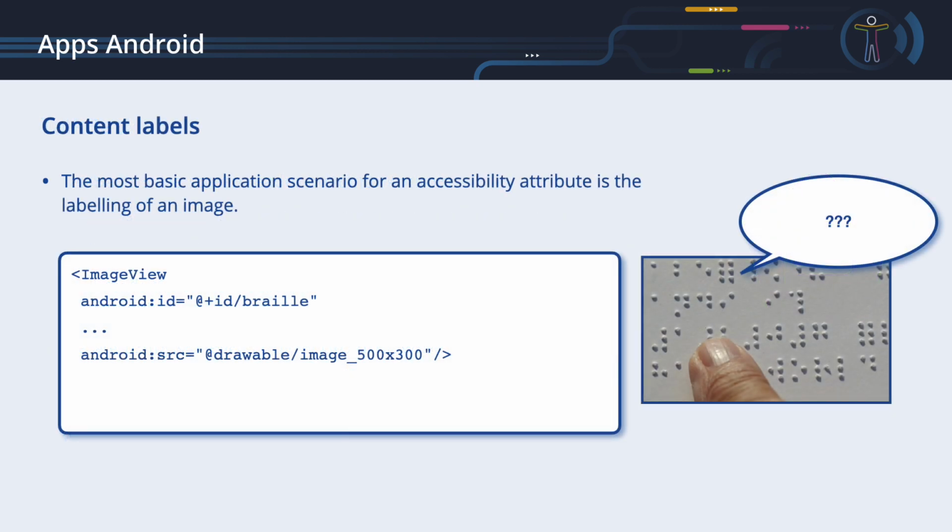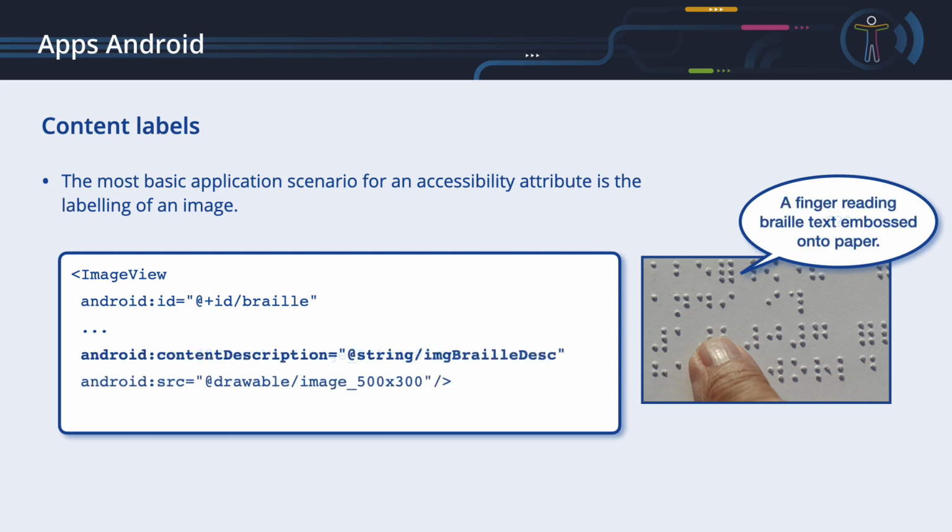Content labels. The most basic application scenario for an accessibility attribute is the labeling of an image. These XML layout code lines generate an image view to be loaded with the content of an image file. If the TalkBack cursor hits this image, TalkBack will try to figure out what to tell the user. As there is no text to describe the image, TalkBack will ignore the image. By adding the following line of code, TalkBack can offer a description of the image.